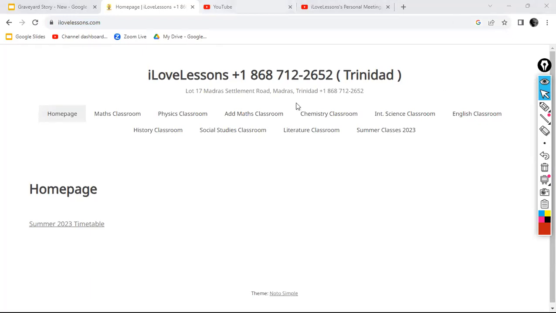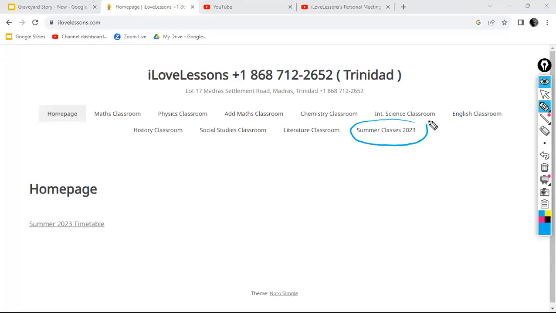And it's a very boring looking website. It's plain white. You can't miss it. When you go on the website, in the menu, it's very easy to understand. You will see something called Summer Classes 2023.